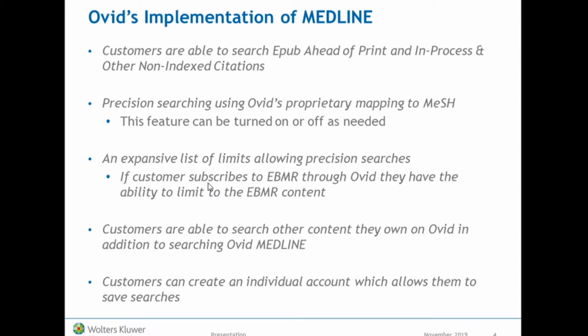So customers are able to search on Ovid Medline for the articles or abstracts which are already published, or they can also search for the articles with the EPUB ahead of print. And the precision of searching using Ovid is really very good because it uses mapping to MeSH terms. And of course, because there are many records there, we can also use the expansive list of limits to make our search very focused on the topic we are searching the information about.